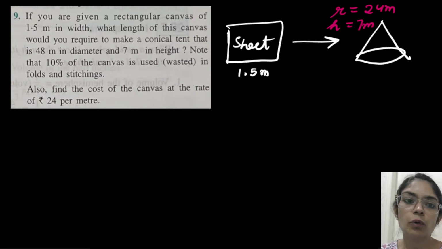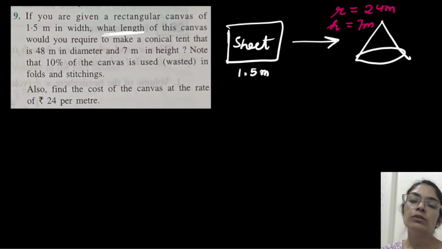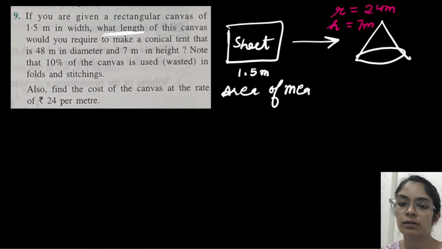So dimensions of the cone are given to us. This metal sheet is being used to make this cone. So we have to find the length, because this question says what length. So that means you have to find the length. This type of question we have done previously also when we were doing questions of cylinder. Whenever you are doing these types of questions, I have told you earlier also, both the areas will be the same. So area of metal sheet will be equal to area of cone.